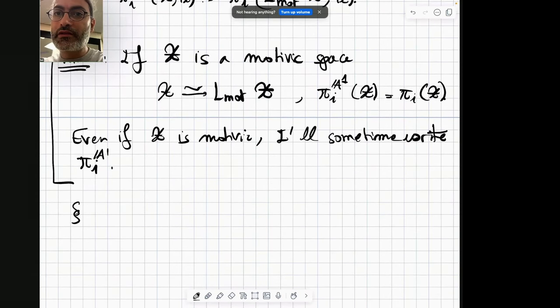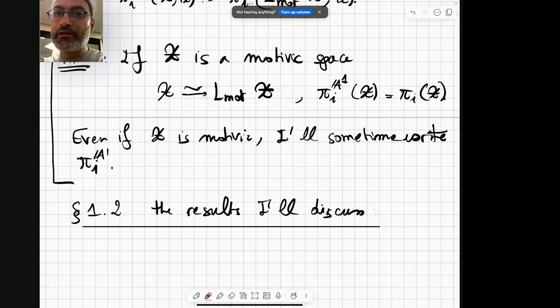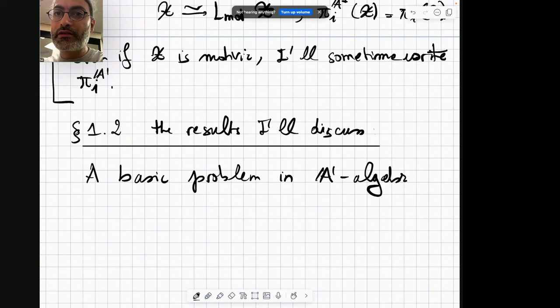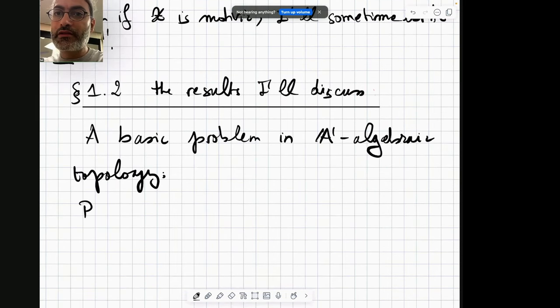Okay, so now I can move to the next paragraph where I will want to make a summary of the results that I will be discussing. All right, so as in usual topology, there is one basic problem, which is the following. A basic problem, or objective if you want, in algebraic topology is the following one. It's like a leading problem or something like this.